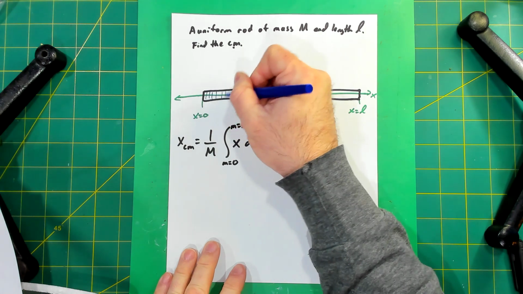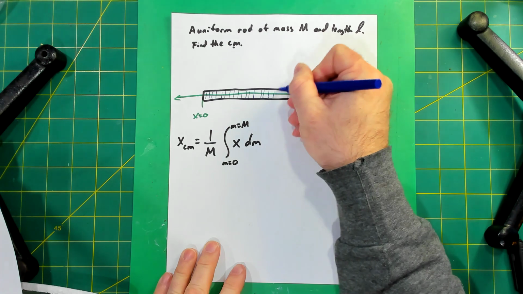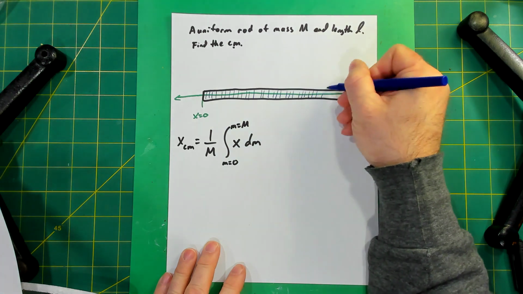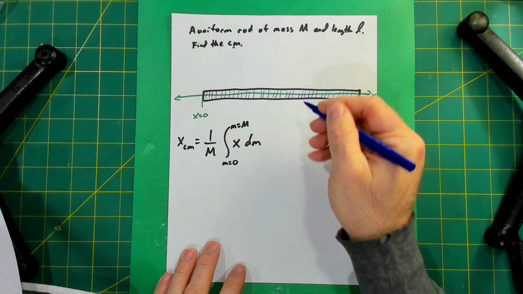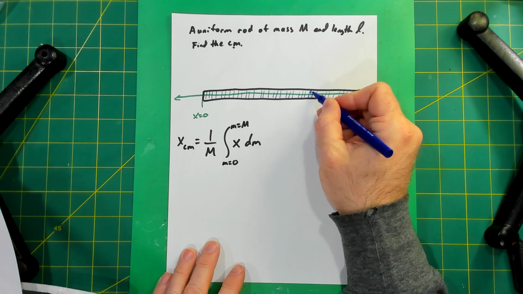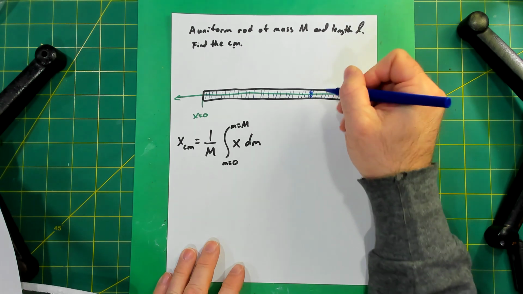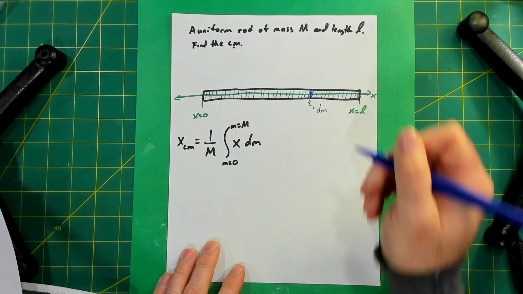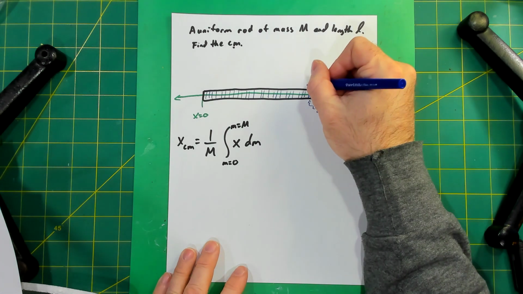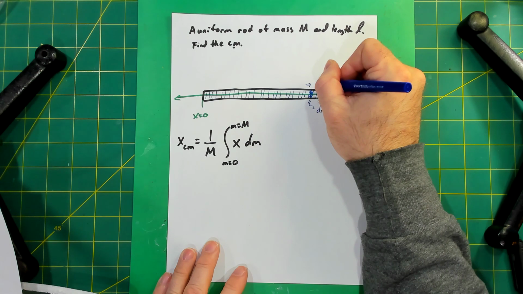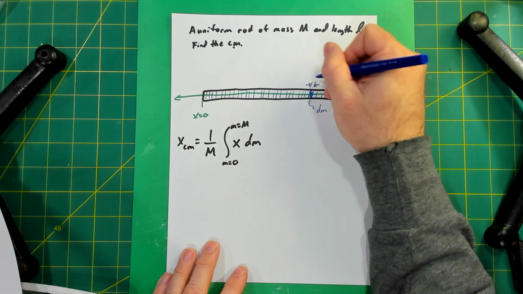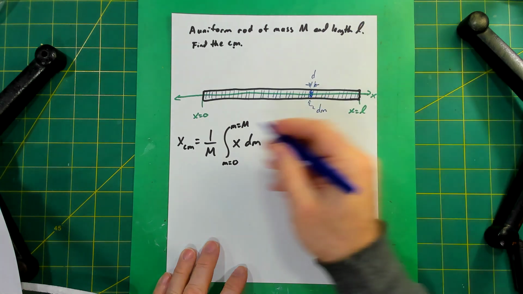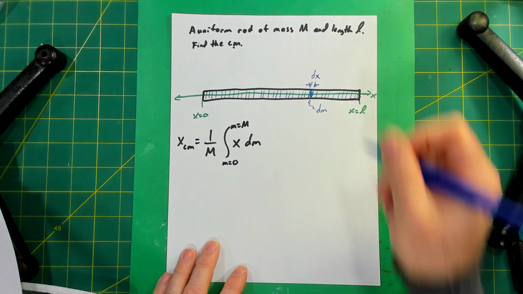Slice, slice, slice, into an infinite number of little dm's. So each one of these little pieces has a mass dm, and each one of these little pieces, you would agree, has a width here that I guess would be dx on this x-axis.